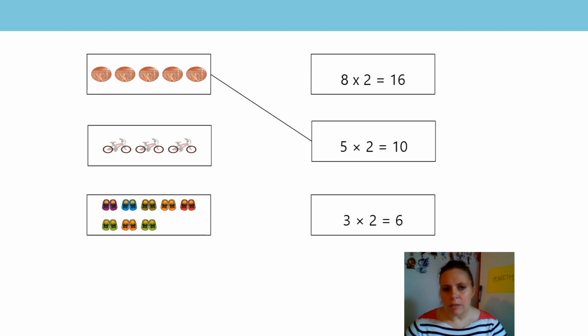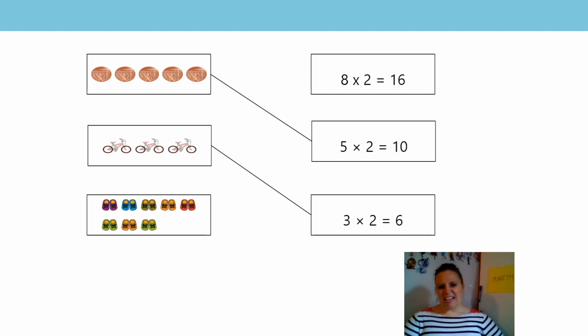And I noticed how many groups of 2 there was, because I need that last factor. 1 group of 2, 2 groups of 2, 3 groups of 2. So I've got my factors, 3 and 2, and I've got my product, 6. That gives me all the information I need to match it to my equations. Are you pointing to the right one for me?